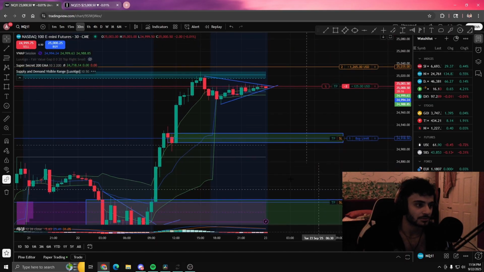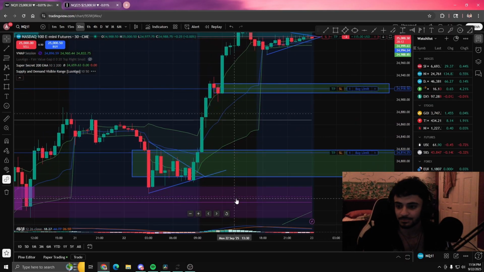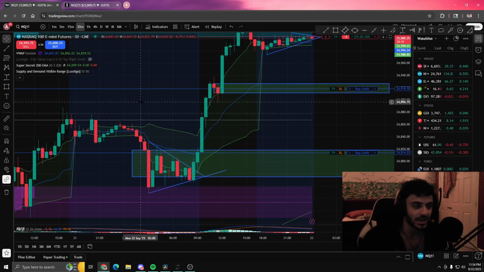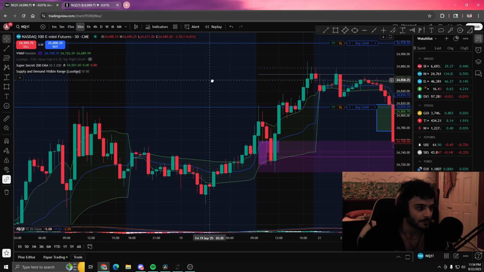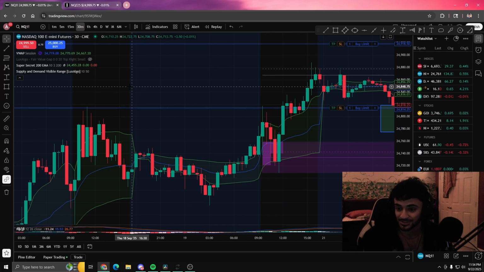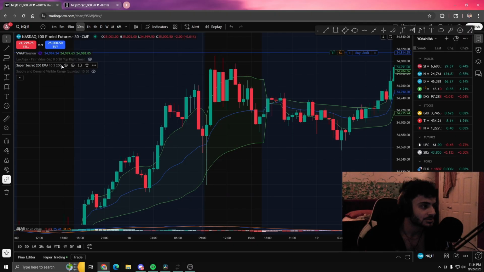So now what I want to get into is how to spot support and resistance, right? I said in the last video, support and resistance, what does that mean? What does support and resistance mean? Here, I'm gonna turn off my indicators really quickly.